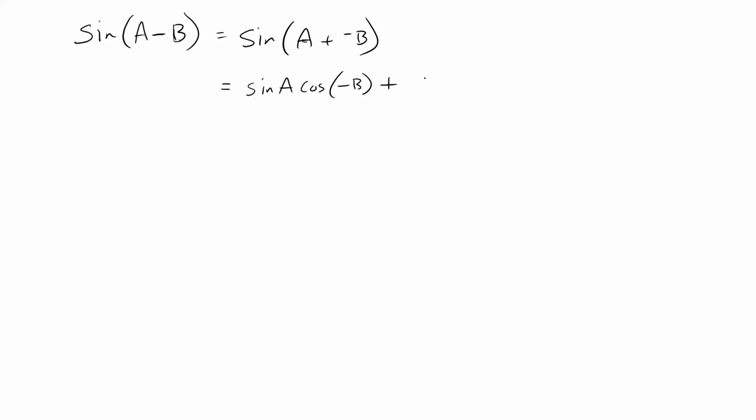Okay, and then the trig functions switch on you. So then it becomes cosine of A and sine of negative B. Would you be able to start by saying sine of A minus B equals cosine of A minus B plus 90 degrees? You could do it that way, the longer way.